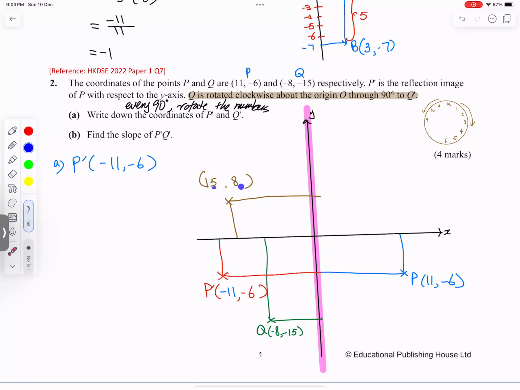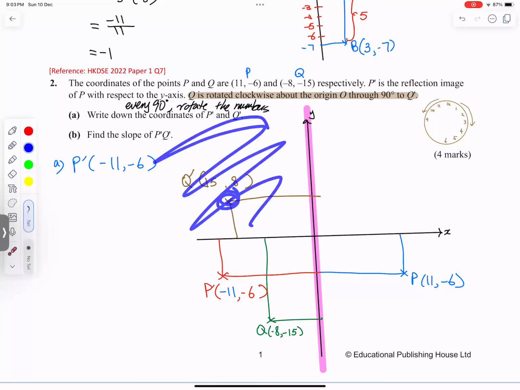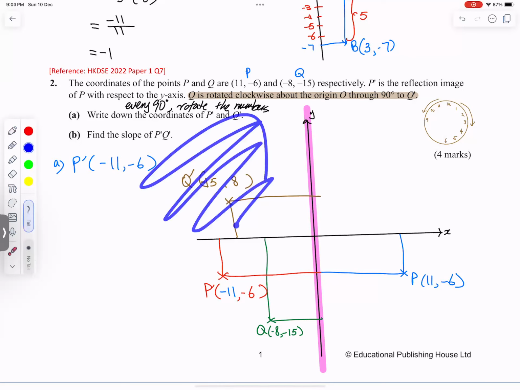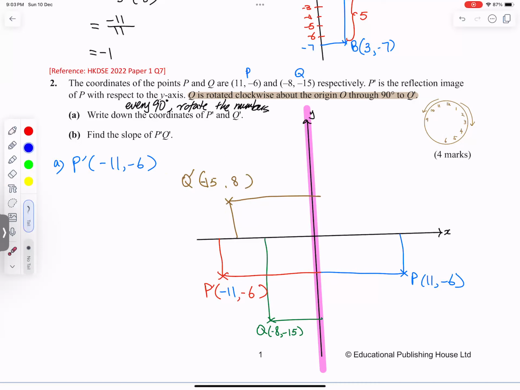After the numbers, you also need to decide whether they are positive or negative. Because if it's in this box, the X is negative, so you also put a negative sign there. And then in this box, the Y is positive, so make sure your Y is positive. So that is our new Q.